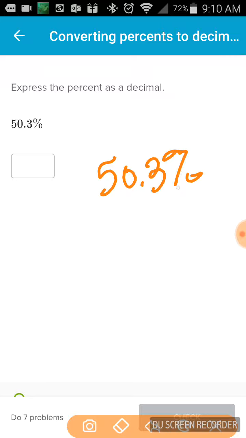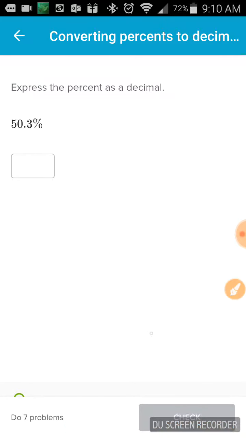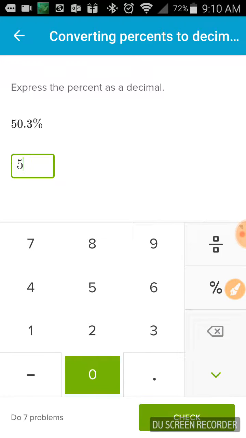To hide the percent sign, you'd have to move it to the left so that it can end up behind the number. Since there are two circles in the percent sign, you're going to move it 2 times to the left. So ultimately the code is take the decimal and move it 2 times to the left. So 50.3 becomes 0.503.